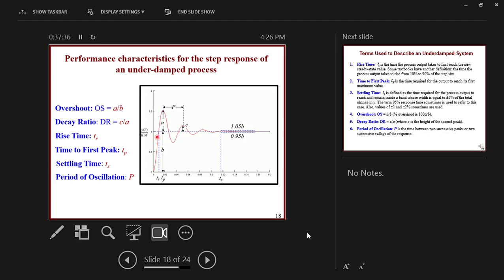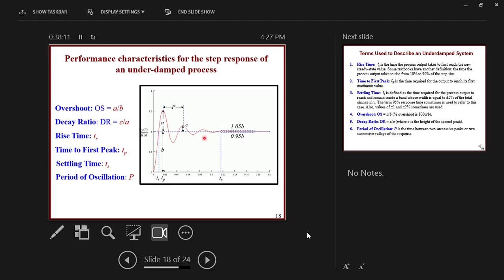So this is the dynamics of a second order underdamped system. Now we will put some dimensions for the different parts of the curve. We will call this distance from 0 to the steady state value as B, and the distance from the steady state value to the highest first peak is A. The second peak will be called C, the height of the second peak. The difference between the location of the second peak and the first peak, this difference will be called P.